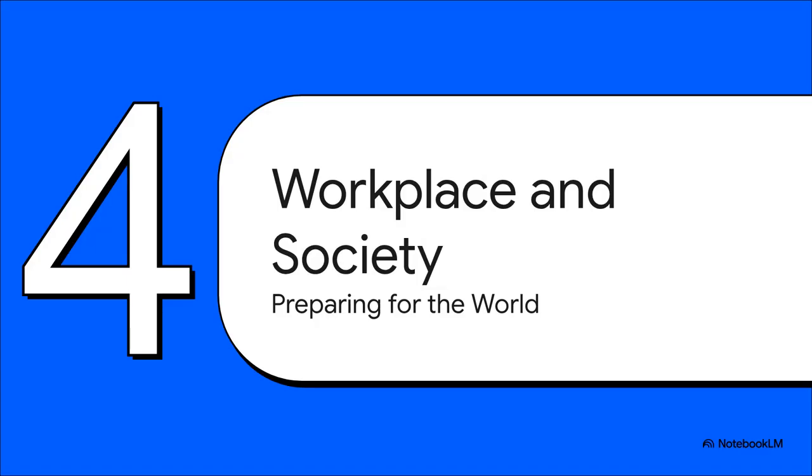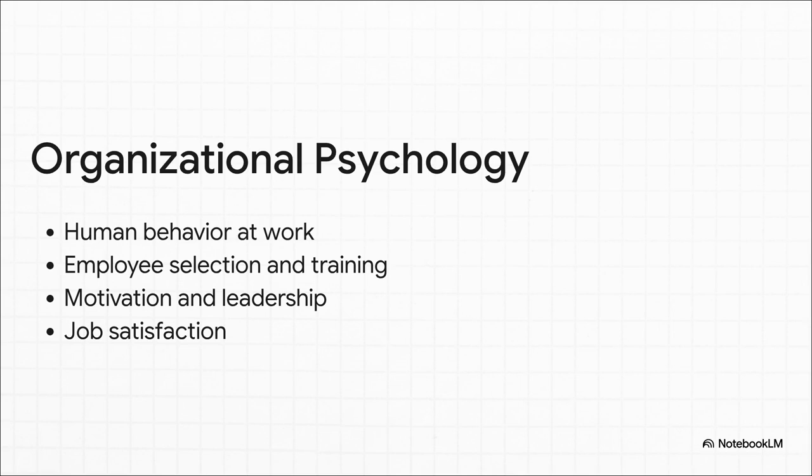Let's move to Section 4, Workplace and Society. This is all about preparing your students for the real world. Branch number 5 is Industrial and Organizational Psychology. And for the technical workforce, this is a real game changer. It studies human behavior at work, touching on employee selection, training, motivation, leadership, and job satisfaction. Your trainees are studying to enter big industries and organizations, right? By understanding this branch, you can prepare them for the actual realities of the shop floor. You can teach them not just technical skills, but how to stay motivated, how to lead a shift, and what really drives job satisfaction in an industrial setting.